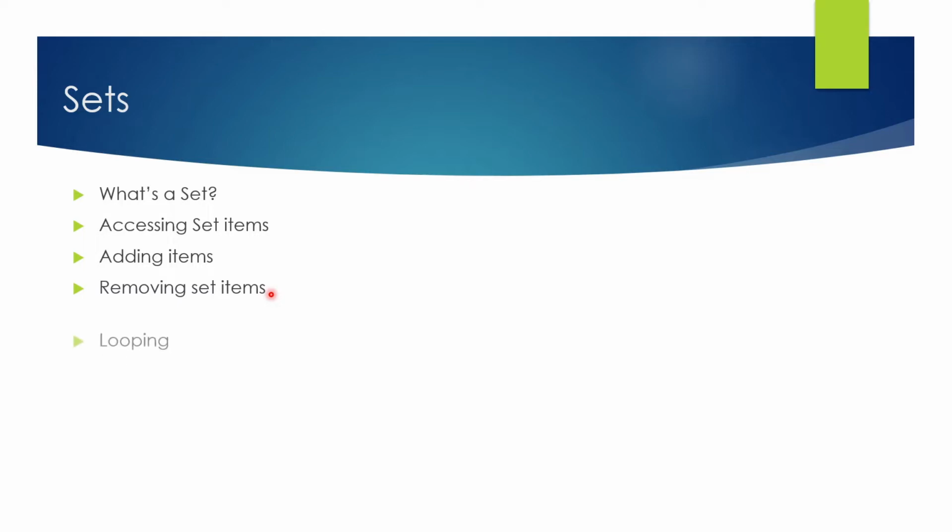So today's agenda is what exactly is a set, accessing set items, adding items, removing set items, and looping in a set. We'll loop in the set using a for loop. We'll talk about the joining part, the intersection, the union, and the symmetric difference in our programs. We'll see that in a demo. And we'll talk about methods in a set.